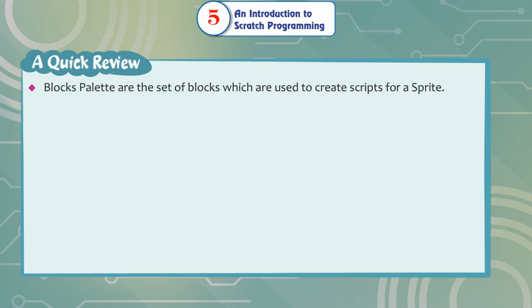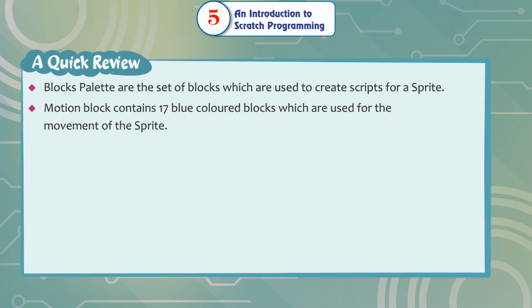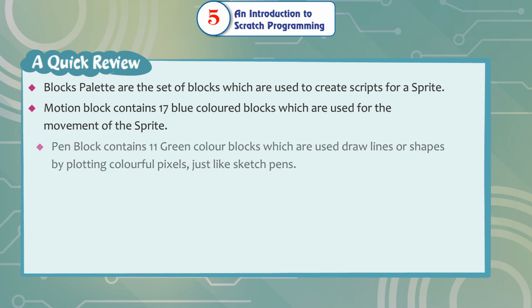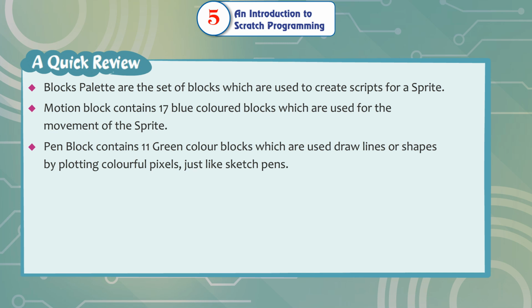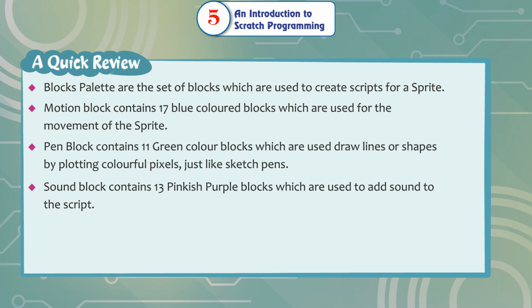Blocks palette is the set of blocks which are used to create scripts for a sprite. The Motion block contains 17 blue-colored blocks which are used for the movement of the sprite. The Pen block contains 11 green color blocks which are used to draw lines or shapes by plotting colorful pixels just like sketch pens. The Sound block contains 13 pinkish purple blocks which are used to add sound to the script.